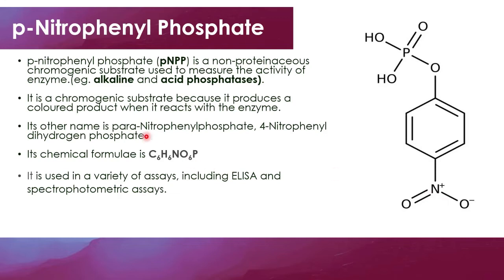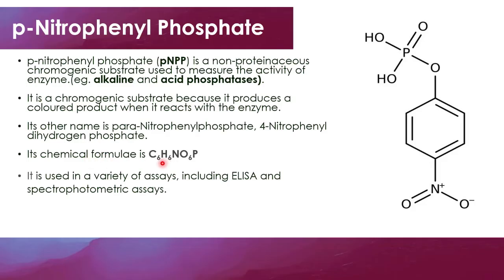So p-nitrophenol phosphate is a non-proteinaceous chromogenic substrate used to measure the activity of enzymes, for example, the activity of alkaline phosphatase and acid phosphatase. It's a chromogenic substrate because it produces a colored product when it reacts with the enzyme, and its other name is p or para-nitrophenol phosphate or 4-nitrophenol dihydrogen phosphate.